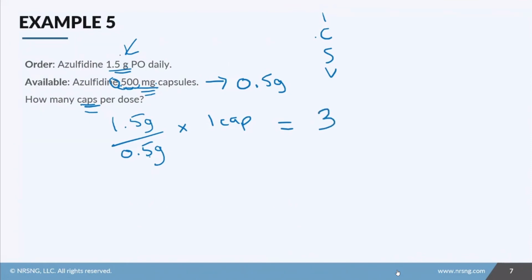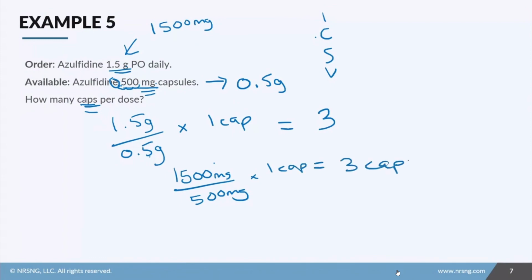Now, if you had chosen to do this the other way, you could have also said that this was 1,500 milligrams. Therefore, you would have said 1,500 milligrams over 500 milligrams, what I want over what I have, times what it's in, and you would have gotten the same answer, 3 capsules.